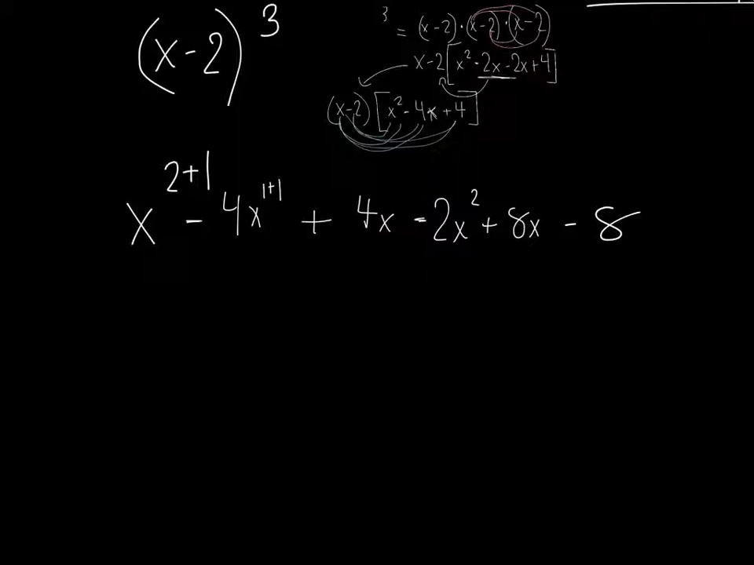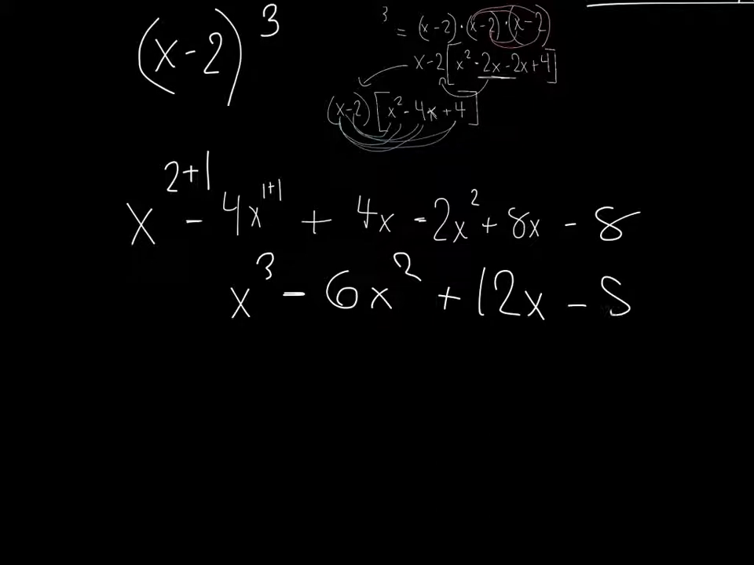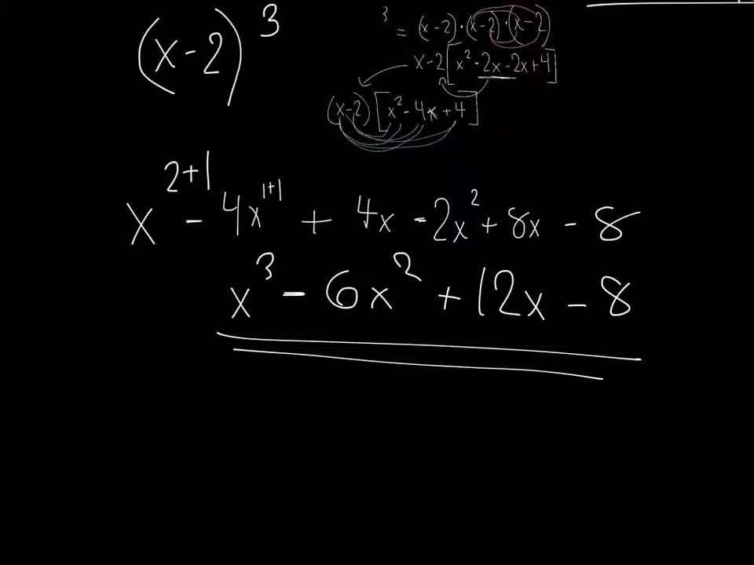Now we are going to simplify it to the least. So it's going to be x cubed, since there's no other cubic thing to simplify it with, minus 6x squared plus 12x minus 8. This is our answer, basically. This is our answer. X cubed minus 6x squared plus 12x minus 8. So that is our answer for this.